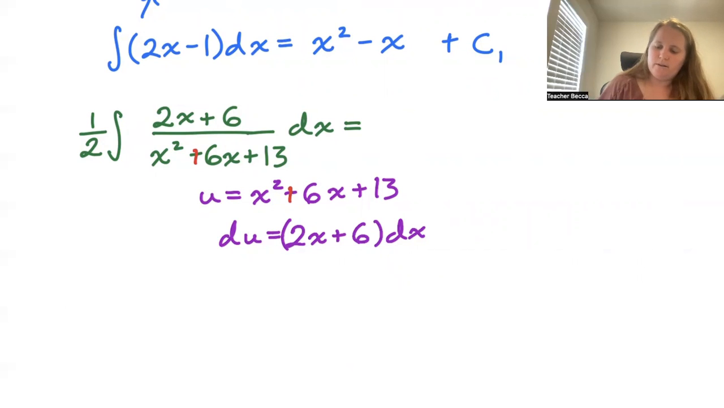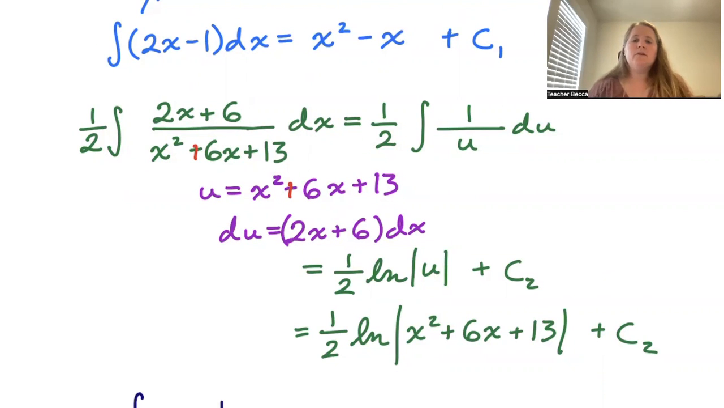Let's do u first. 1/2 natural log absolute value of u plus c2, or 1/2 times the natural log of the absolute value of x squared plus 6x plus 13, and then plus c2. For our last case, we're looking at a -5 times the integral of 1 over x squared plus 6x plus 13 dx. And I need to update my screen.